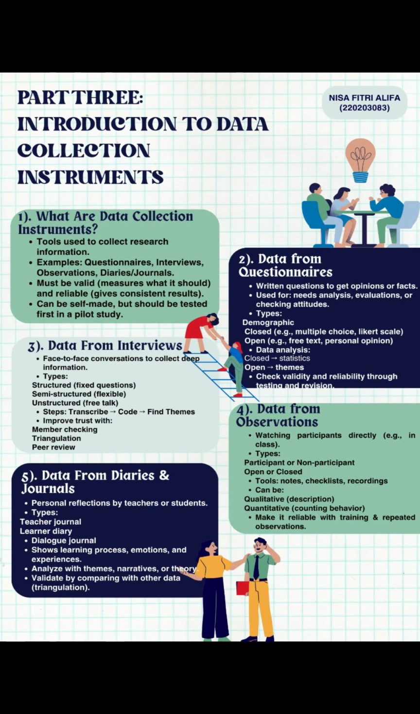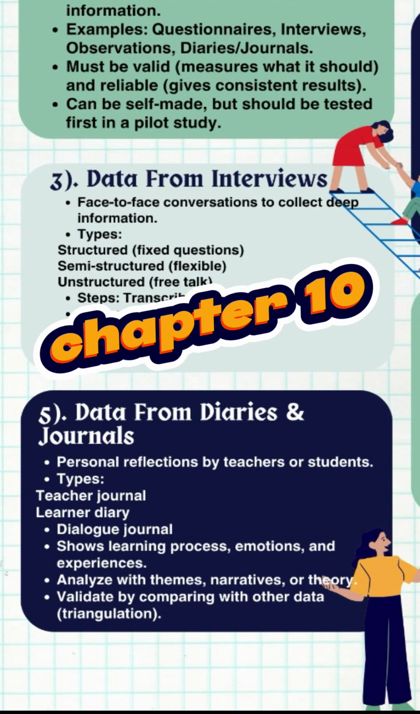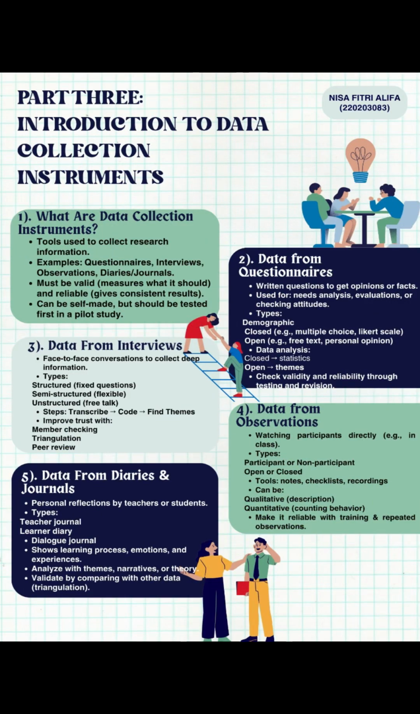Okay, the final section is chapter 10, data from diaries and journals. Diaries and journals are personal written reflections made by the teacher or student, like an essay, and they help us understand internal thoughts, feelings, and experiences over time. There are three types. First is teacher journals, where teachers reflect on their lessons or students. And then the second is learner diaries, where students reflect on their learning. And the third is dialogue journals, where teacher and student write back and forth.